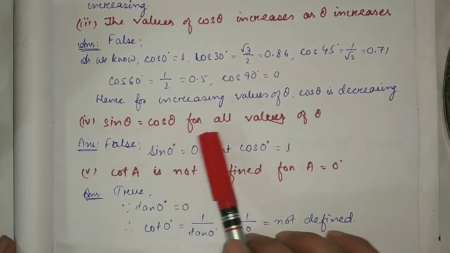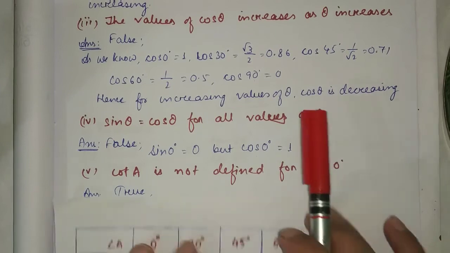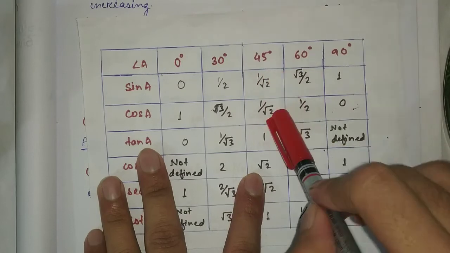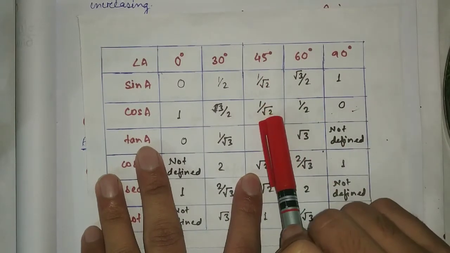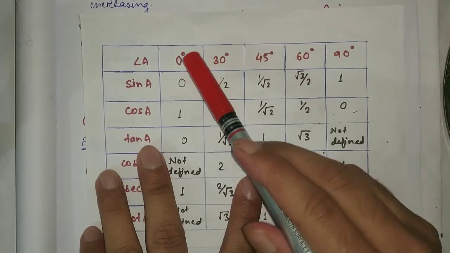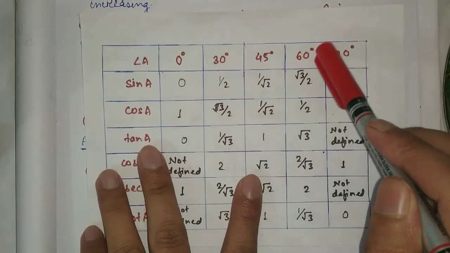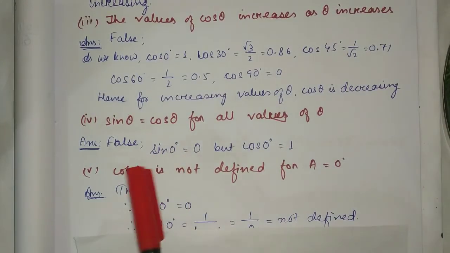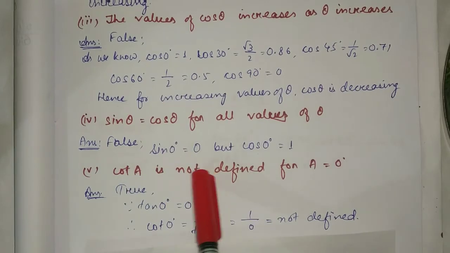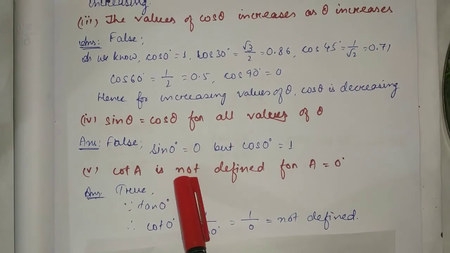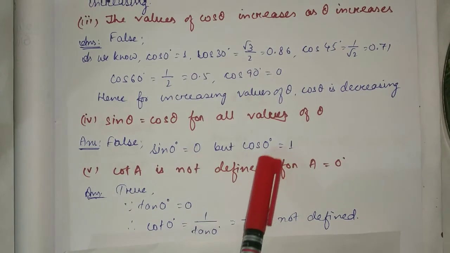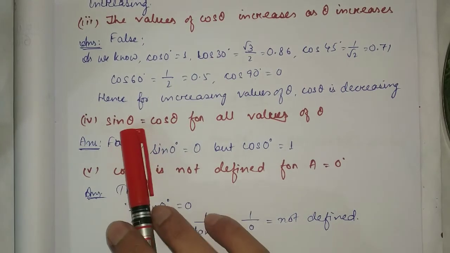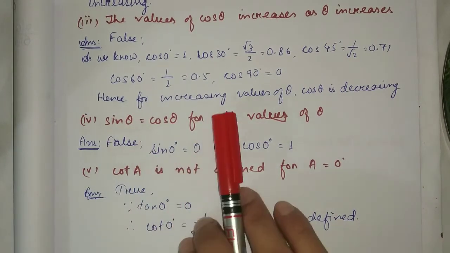The next problem is: sin theta is equal to cos theta for all values of theta. But we don't find this to be the same. Only for sin 45 degree are the values of cos theta and sin theta the same, but for other angles, 0 degree it is different, 30 degree it is different, again for 60 and 90 they are different. To prove our answer we can just take any particular value. Here I have taken 0 degree and we find that sin 0 is 0 but cos 0 is 1. So sin theta is not equal to cos theta. So ultimately sin theta equal to cos theta is false.